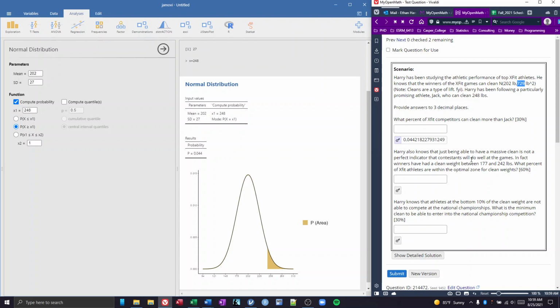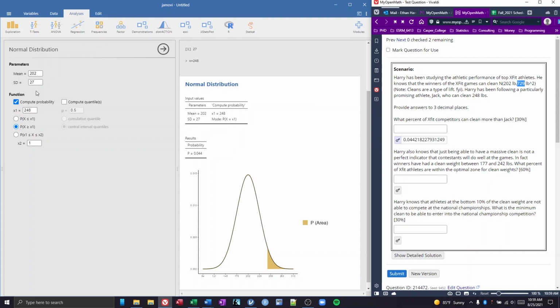All right, let's go look at the next question. Harry also knows that just being able to have a massive clean is not a perfect indicator that contestants will do well at the games. In fact, winners have had a clean weight between 177 and 242 pounds. What percent of XFIT athletes are within the optimal zone for clean weights?